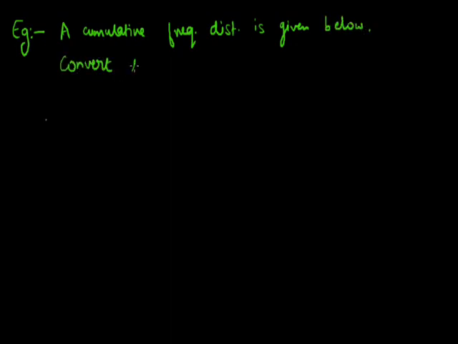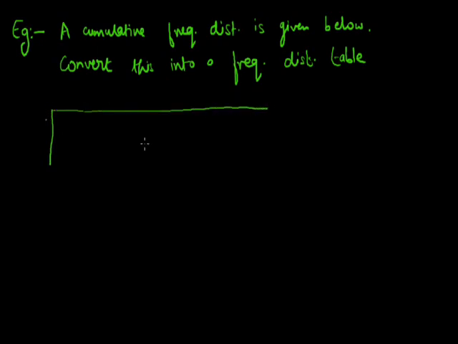So first write down the example: a cumulative frequency distribution table is given below. Convert this into a frequency distribution table. So there is a cumulative frequency distribution table that should be given. First we make the cumulative frequency distribution table, and accordingly we'll see how to convert it into the frequency distribution table.